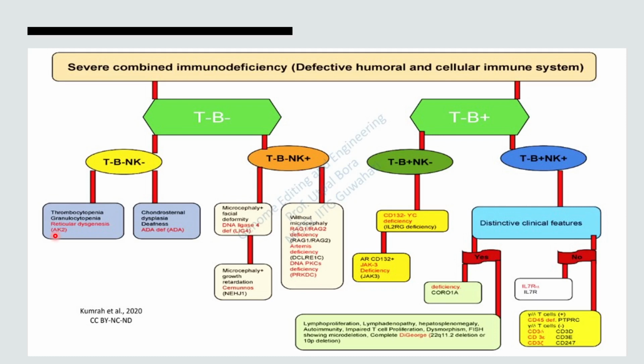About 2% of children are affected with RD, that is AK2, and ADA deficiency, which also leads to conditional dysplasia. Next is TB minus NK plus. This can be microcephaly plus, or microcephaly plus growth retardation, or without microcephaly. It can be divided into two types depending upon the microcephaly family. TB plus is also divided into two types, that is TB plus NK minus and TB plus NK plus.